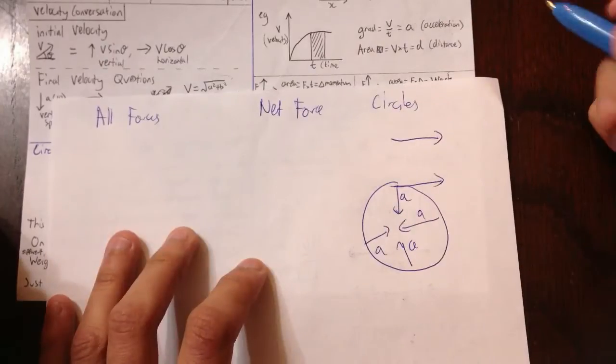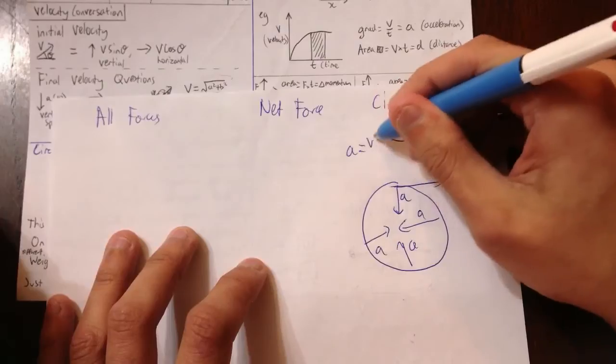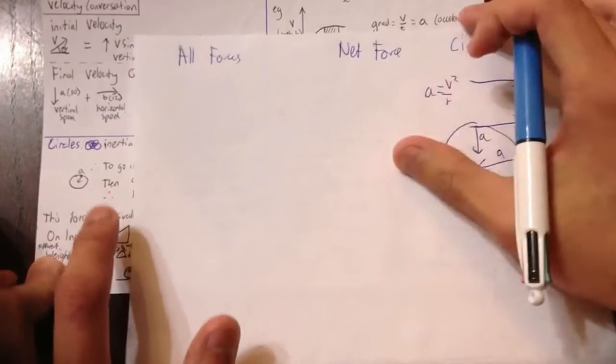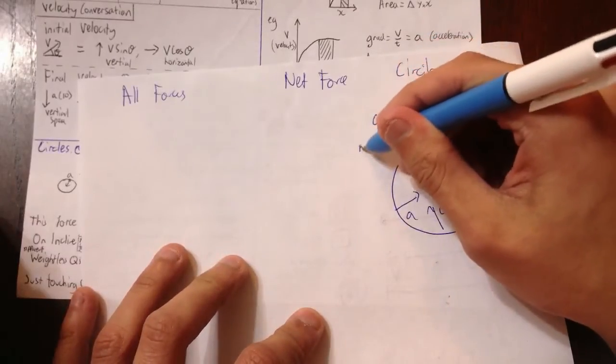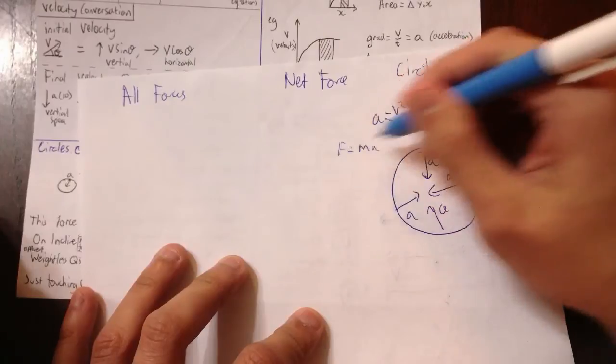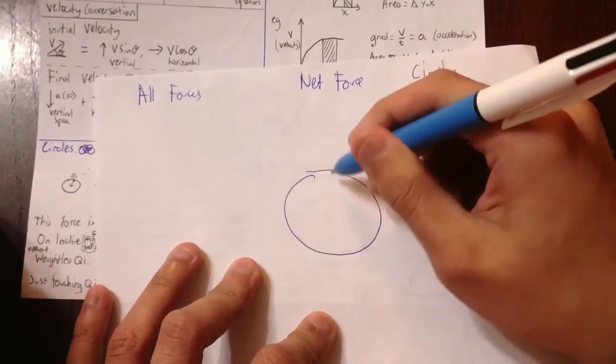Note we have nothing to do with force yet. We just know if it's in a circle, it must be accelerating inwards, and acceleration equals a equals V squared on R, which I put over here. Now, if that's true, the net force must be M times that. Force equals MA equals MV squared on R. Therefore, the net force must also be going inwards.